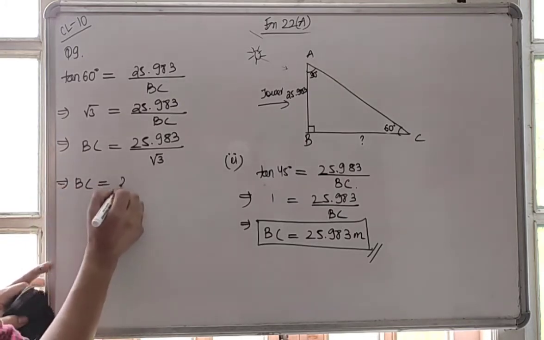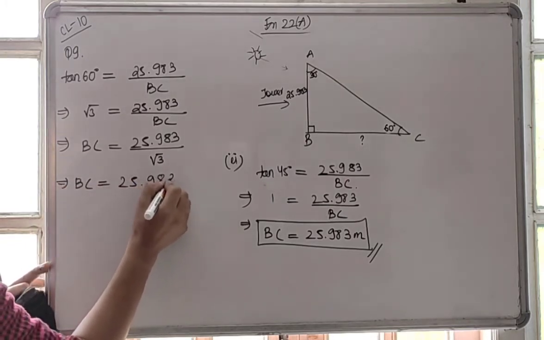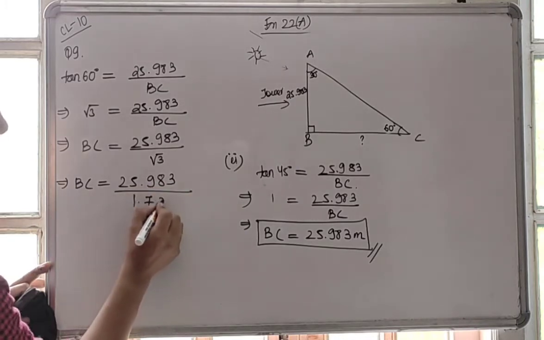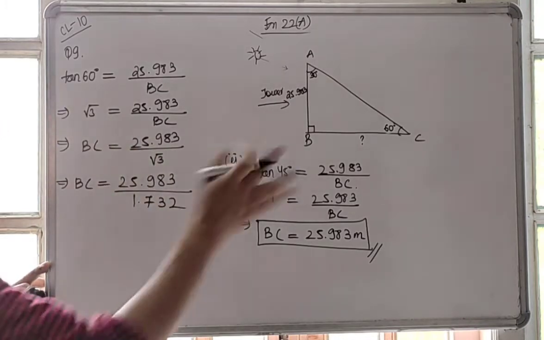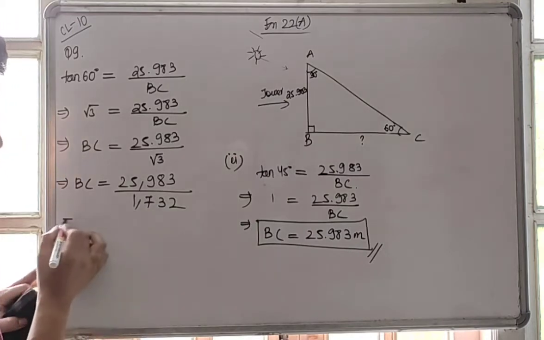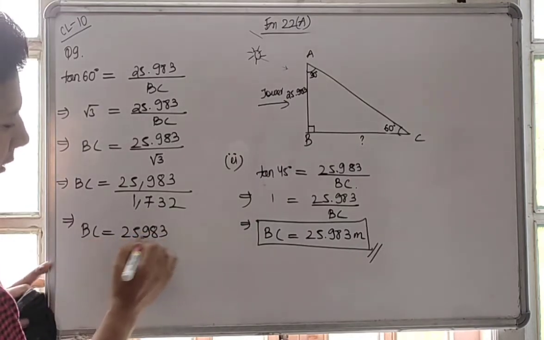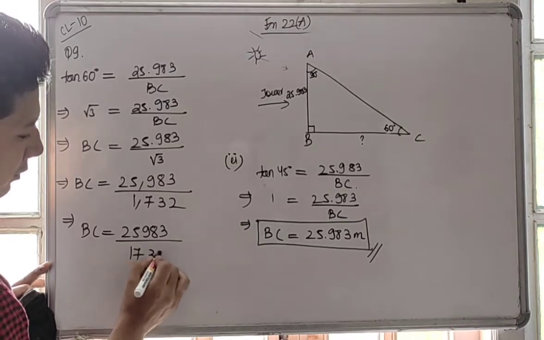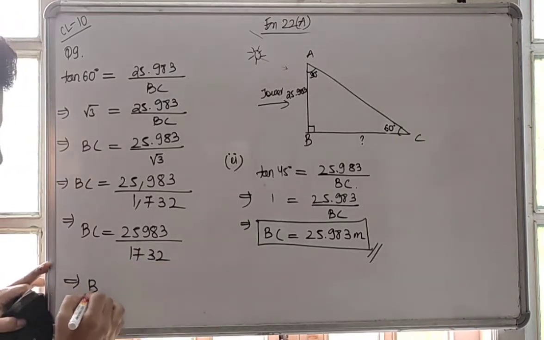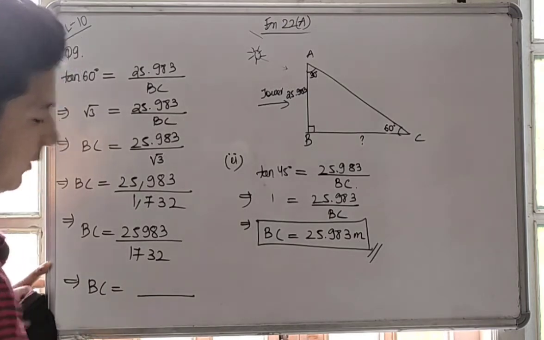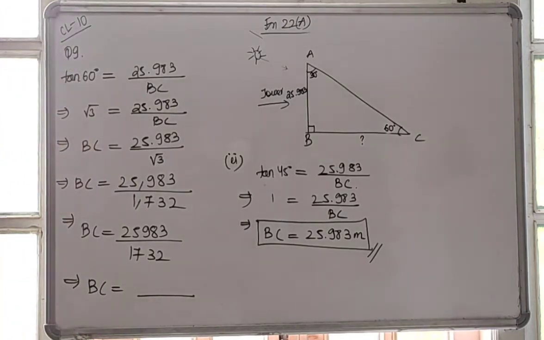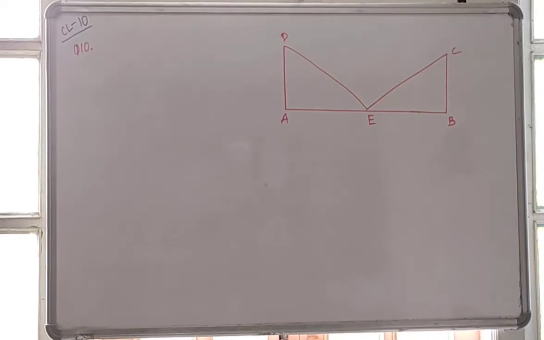So 25.983 and 1.732, the three decimal places you can cancel out. Therefore BC you will be getting is 25.983 divided by 1.732. Please calculate, boys. This will give you your answer. Okay, so please pause the video and note down till here. All right, let's move on to the next question.